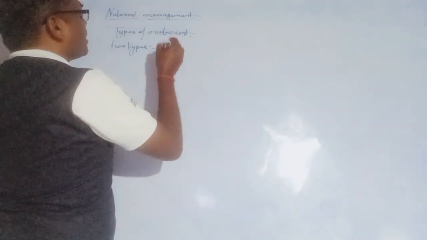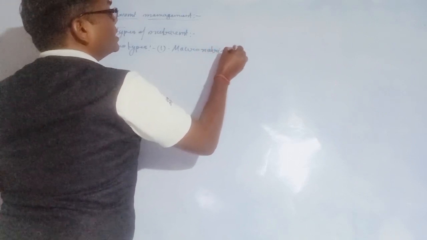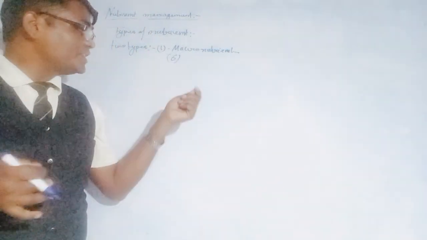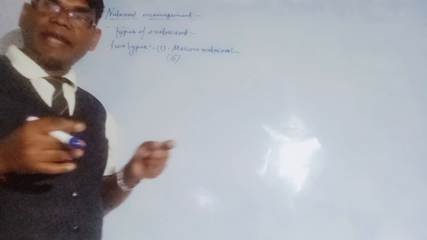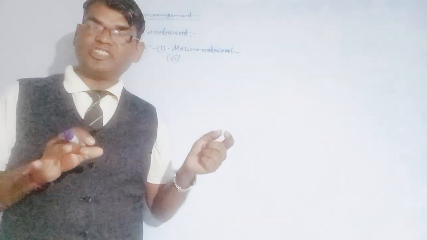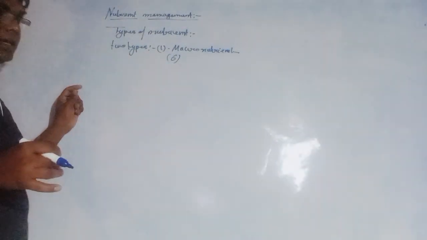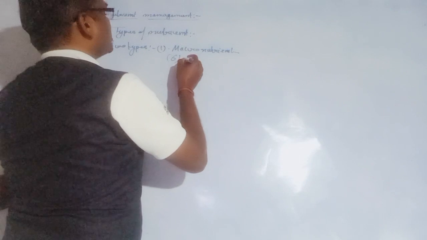The first type is macronutrients. There are 6 types of macronutrients. These are the nutrients the plant uses in major amounts. The major nutrients are NPK: nitrogen, phosphorus, and potassium, and also calcium, magnesium, and sulfur.